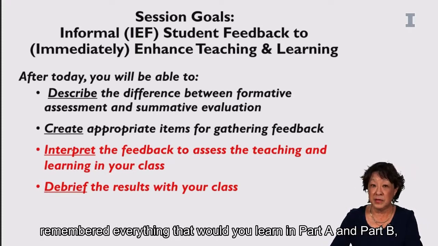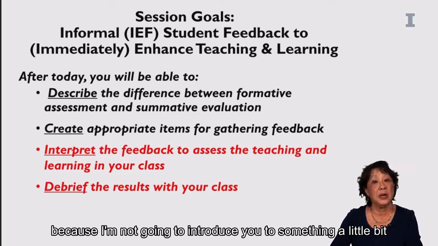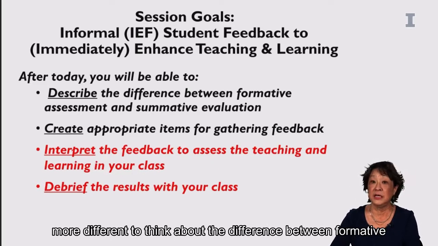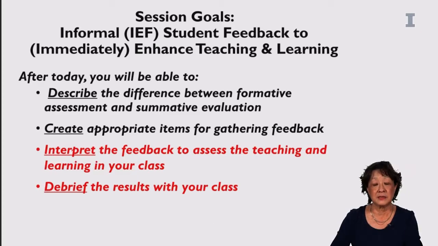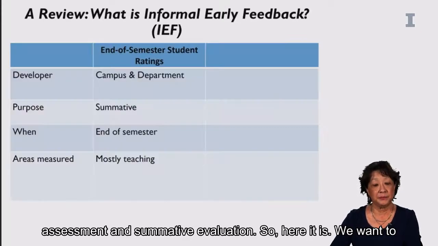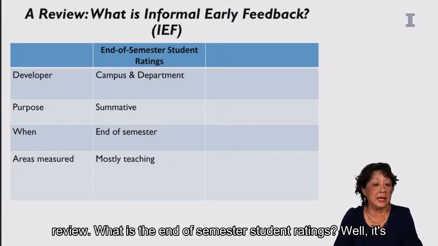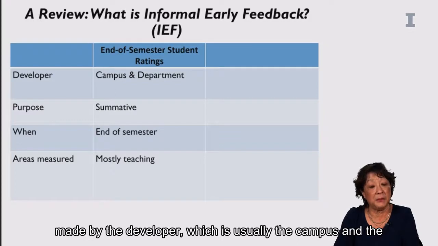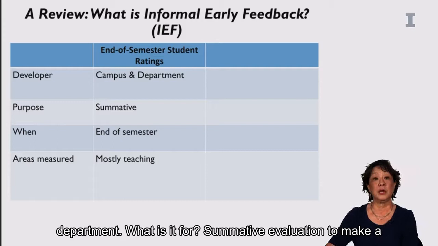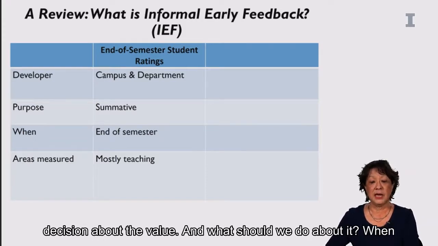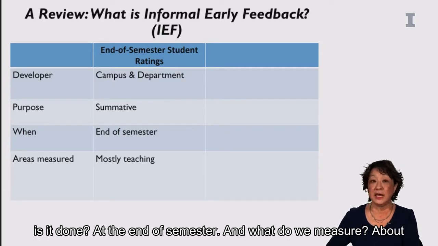So I hope you remember everything that you learned in part A and part B, because I'm now going to introduce you to something a little different: the difference between formative assessment and summative evaluation. When we review the end of semester student ratings, it's made by the developer, which is usually the campus and the department. What is it for? Summative evaluation, to make a decision about the value and what we should do about it. When is it done? At the end of the semester. And what do we measure about teaching?